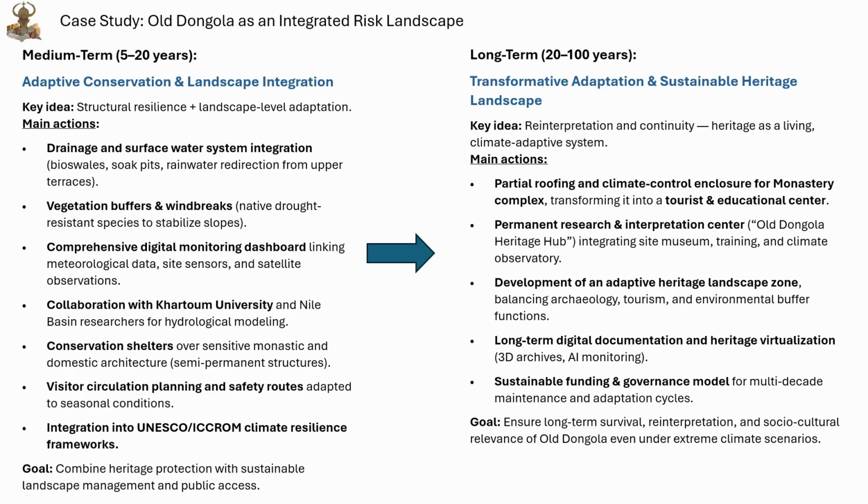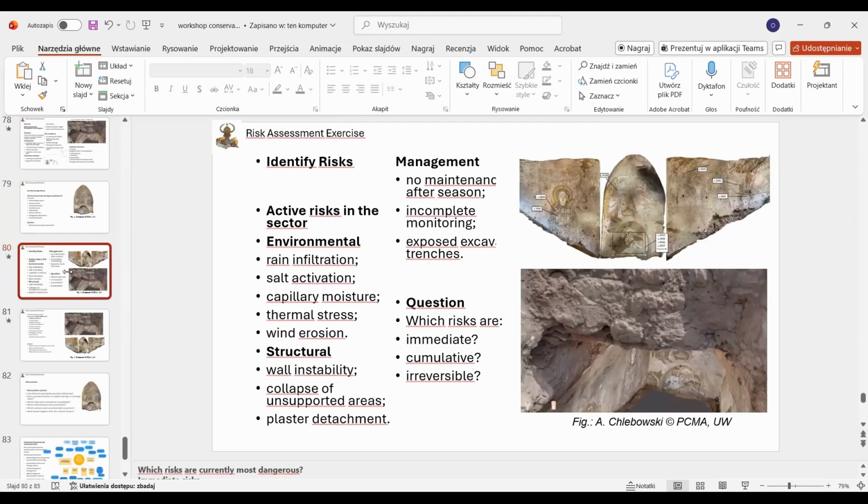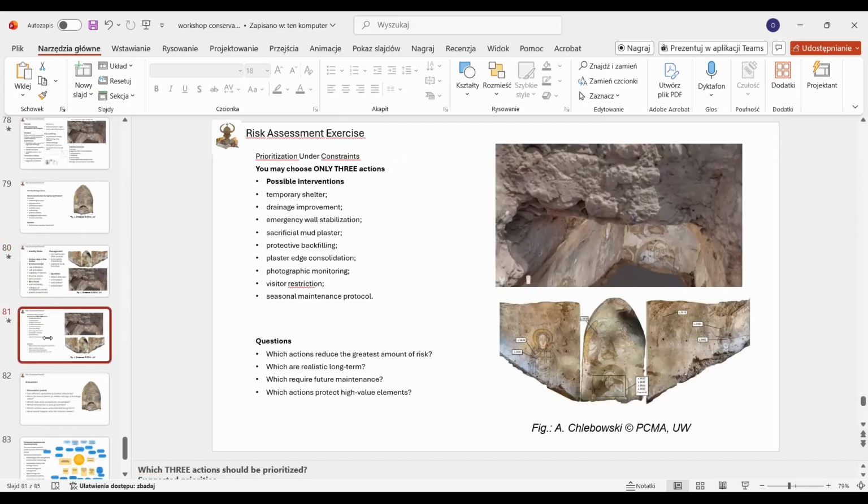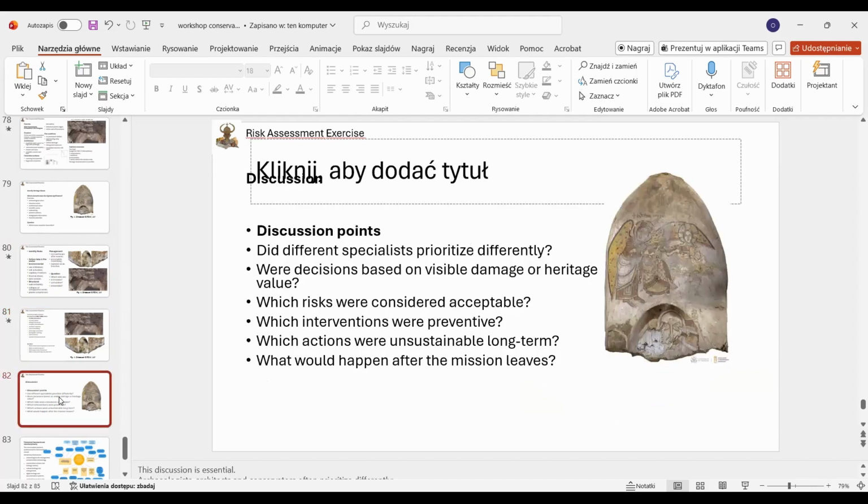Because we are short on time, I think these are maybe more like homework for you, to think about identifying risks in this kind of situation, but you already mentioned, for example, rain infiltration or thermal stress. And I also have some questions about risk and choosing some actions. So all of these things, I think, we discuss.